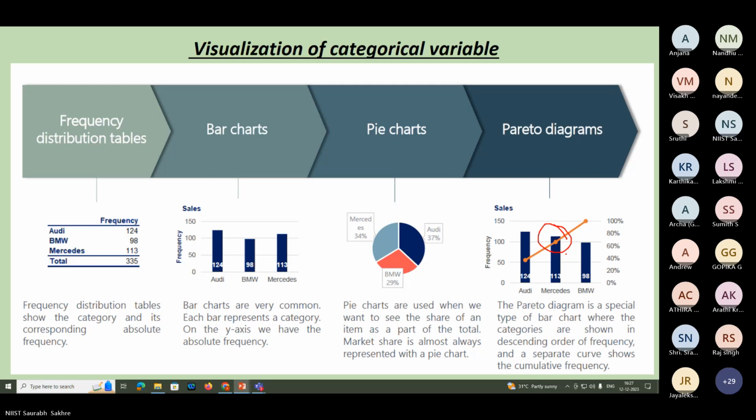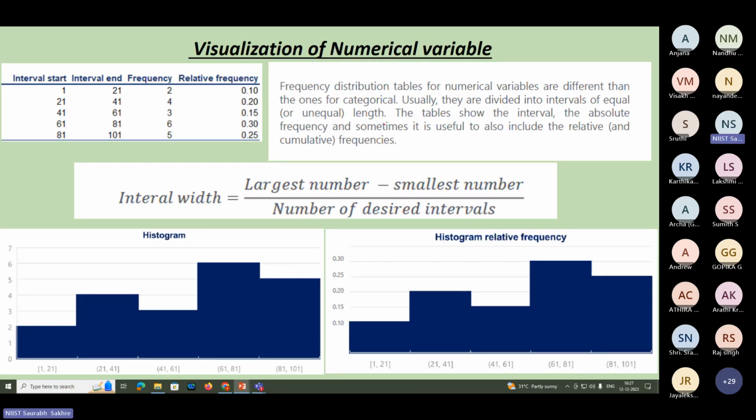Okay, we'll proceed. Now, suppose I have numerical values with me. In those kinds of cases, we draw a histogram and a histogram of relative frequency. A histogram is nothing but a bar chart with different intervals. Here you can see in this table, let's say my interval is starting from 1, ending at 21. The second one is starting at 21, ending at 41. Then 41 to 61, there is an interval of 20.